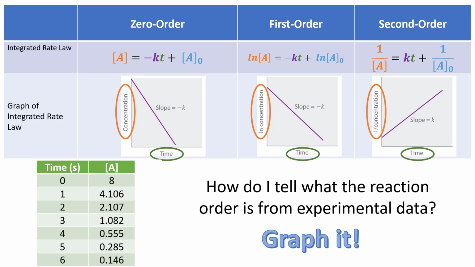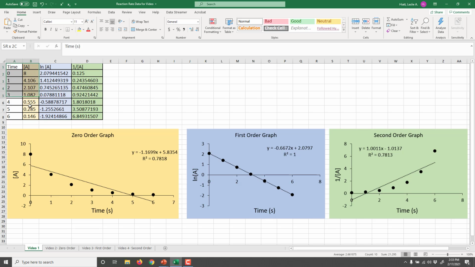So let's look a little closer. I'm going to open up Excel and we are going to graph this data that you see here on the bottom left-hand corner, and we're going to see what happens. So here is that data that you saw on our bottom left-hand side of the screen. This column here is concentration of A. This column is natural log.